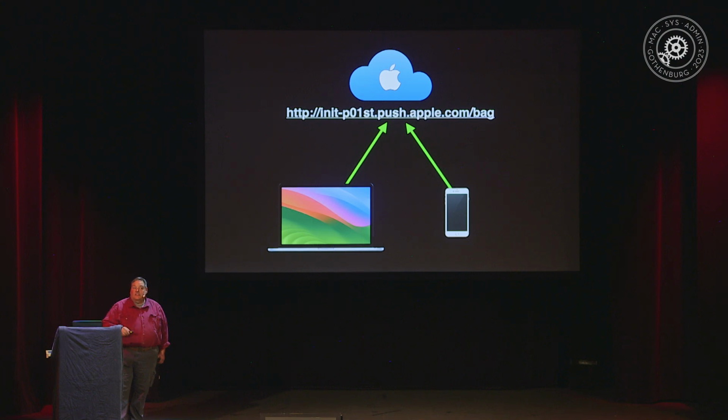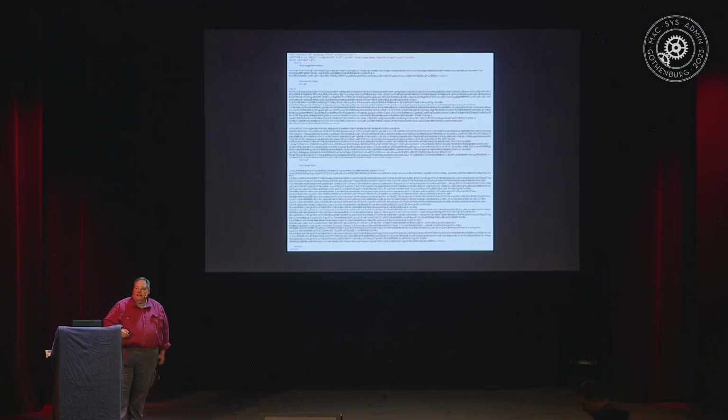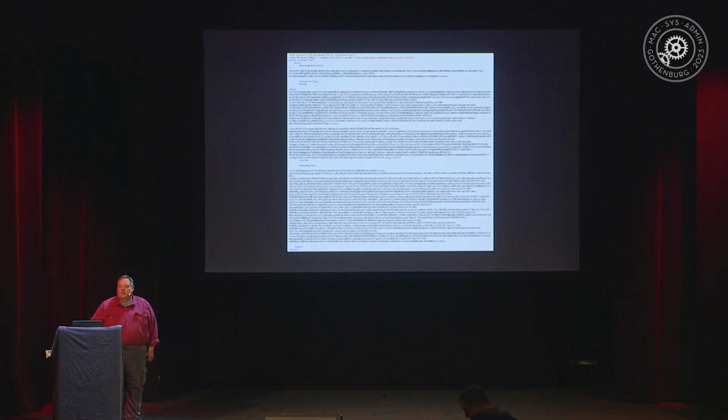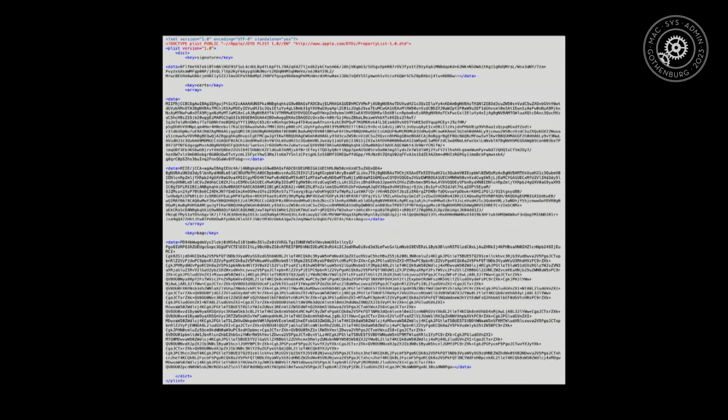So what the Apple device does know is the address of the initialization server that it's supposed to talk to, and that it is supposed to download what is called a bag file. Now, the bag file is a plist which contains the necessary data for the Apple device to start talking to APNS.